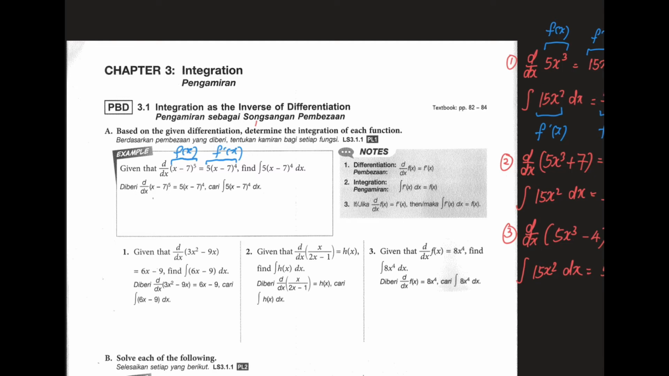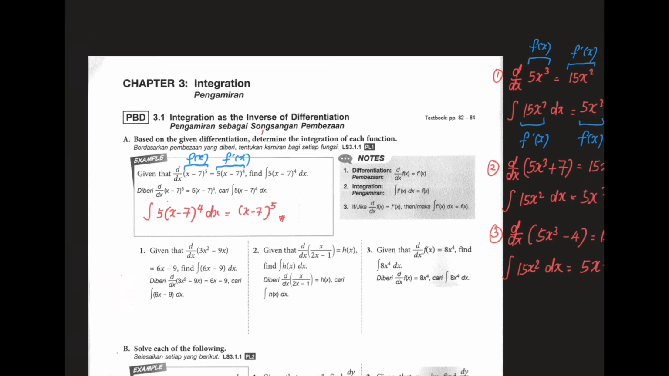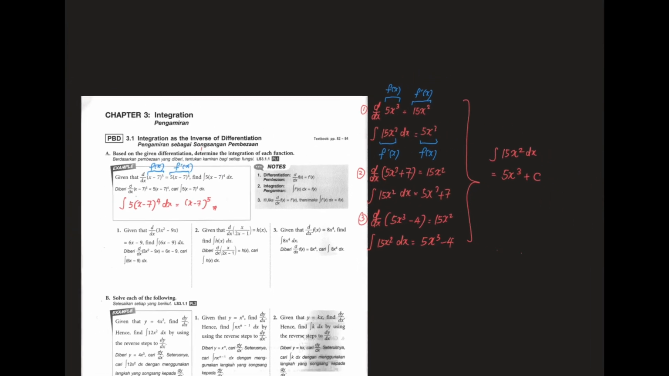Okay, so we write like this: integrate 5x minus 7 to the power of 4, and then you will get back the f(x). The f(x) is x minus 7 to the power of 5. So like this. Okay, now let's come back to our situation over here.